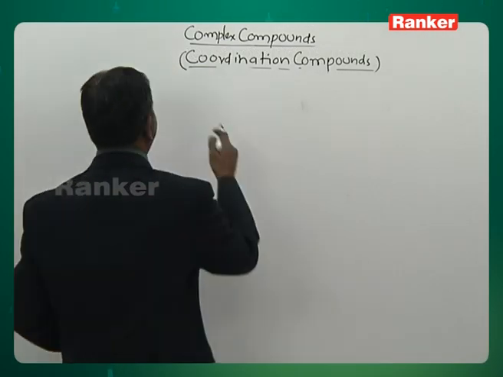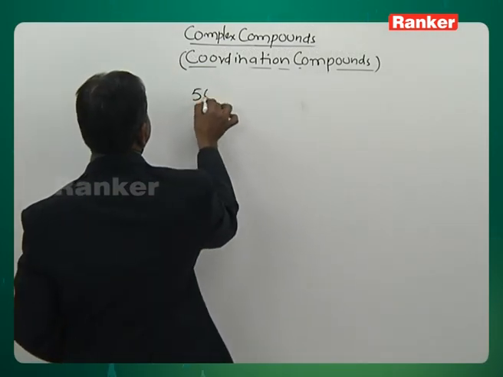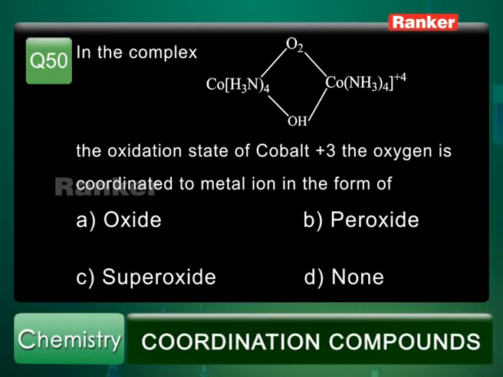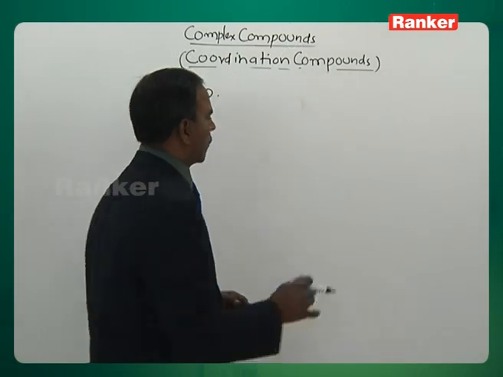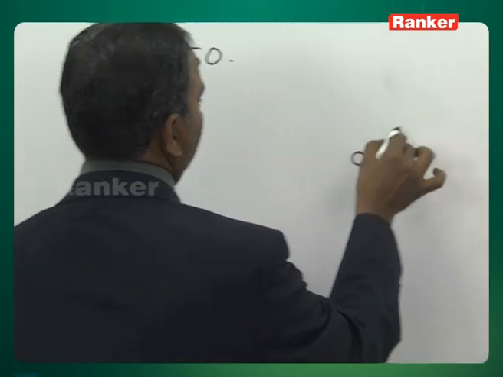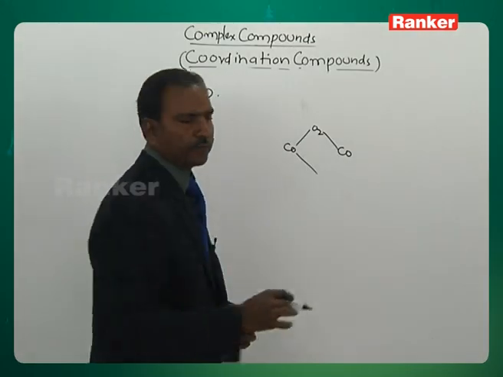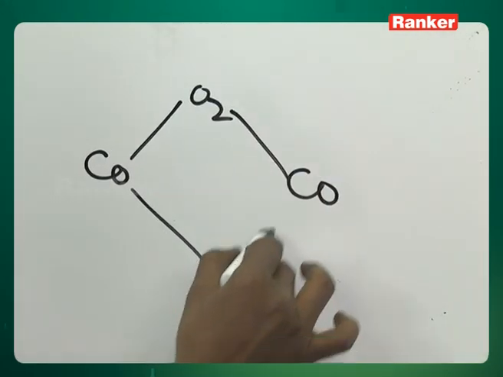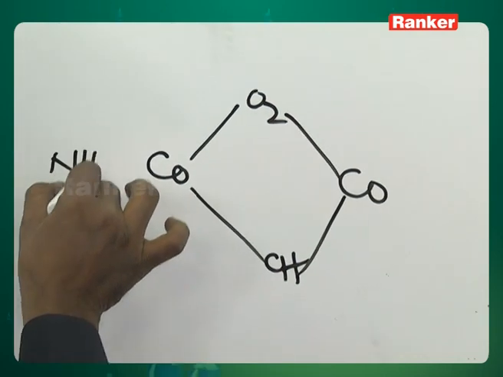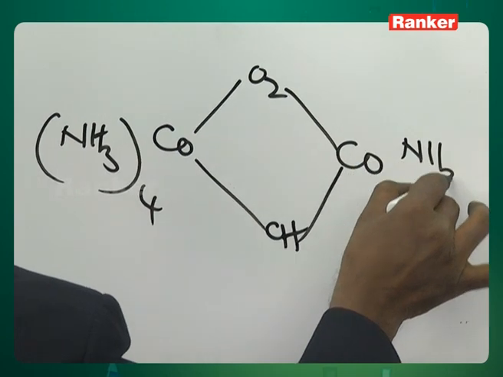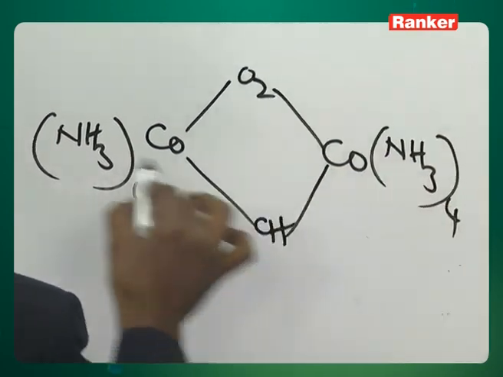Coming to question number 50. A complex is given with two cobalt centres, each with en taken 4 times over the complex, with O2 and OH as bridging groups.